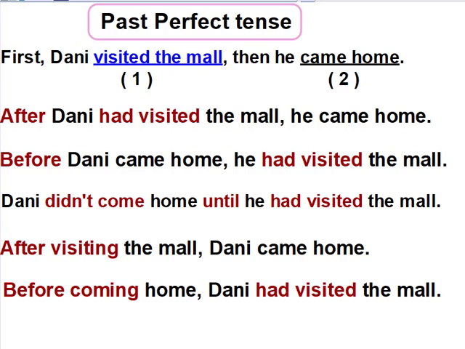If we say, before Danny came home, he had visited the mall. Danny didn't come home until he had visited the mall. If you don't have a subject in the first sentence, you can say, after visiting the mall, Danny came home. So you can use the gerund form, the verb plus ing, after the word after, and also after the word before. Before coming home, Danny had visited the mall.